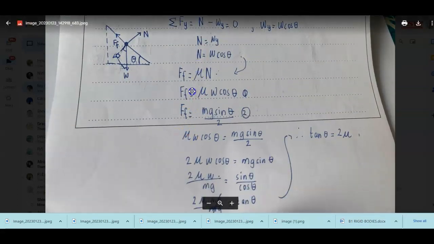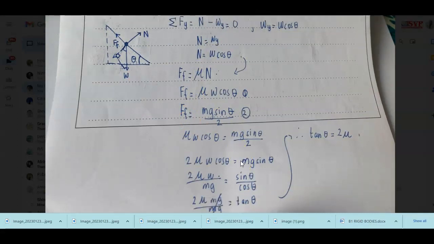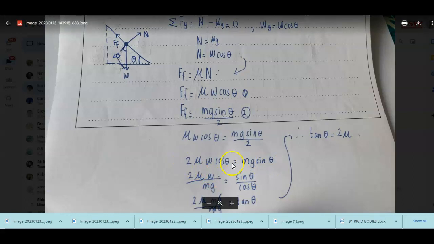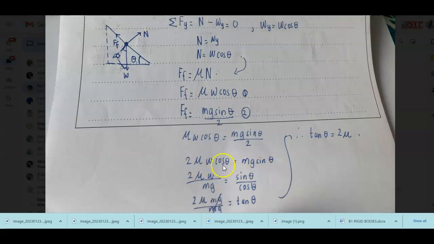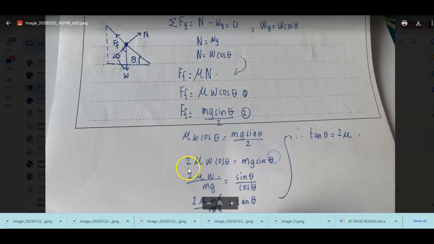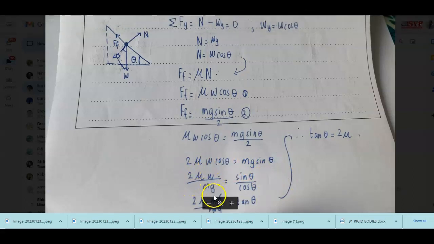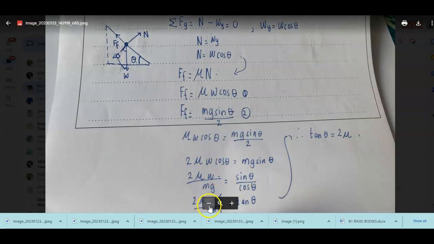So for us to do that, we have to isolate all the quantities with angles together. So therefore, we have to cross multiply. This gives us 2 mu w cosine theta is equal to mg sine theta. As I was saying, we have to join together all the quantities with angles. Therefore, we divide both sides by mg and both sides by cosine theta. Finally, this will leave us with 2 mu w over mg is equal to sine theta over cosine theta.